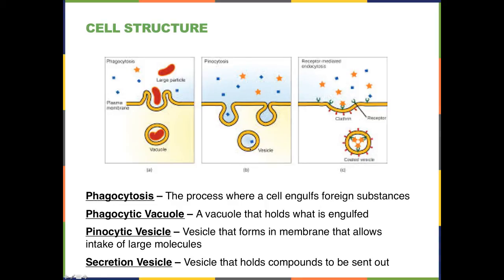Now, if you just look at this in reverse and say that this is a material that the cell wants to discharge and it goes up and expels it this way, then you have what's known as a secretion vesicle. The only difference between a pinocytotic vesicle and a secretion vesicle is that with pinocytosis, it's going into the cell, and with a secretion vesicle, it's going out of the cell.